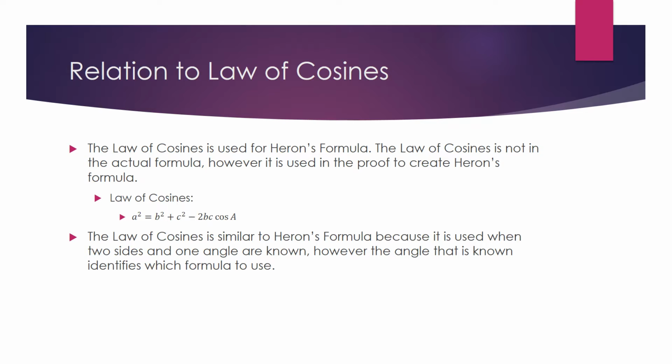Now, the law of cosines is used for Heron's formula. The law of cosines is not in the actual formula, but it's used in the proof to create Heron's formula. The law of cosines is similar to Heron's formula because it's used when two sides and one angle are known. However, the angle that is known identifies which formula to use.